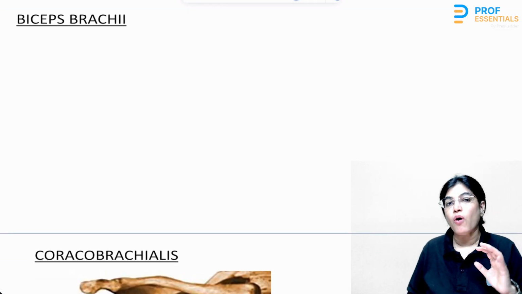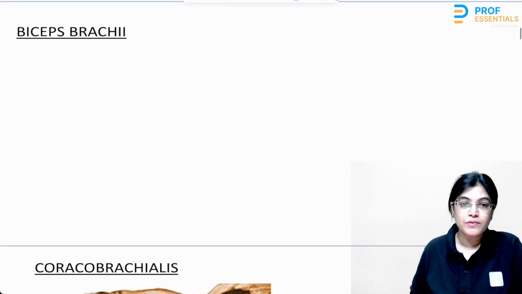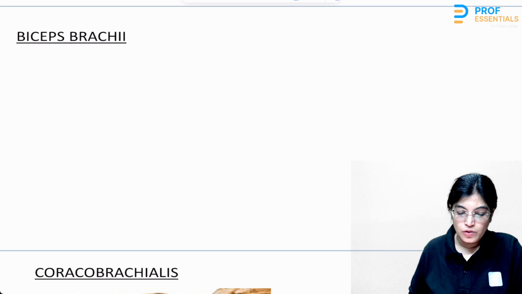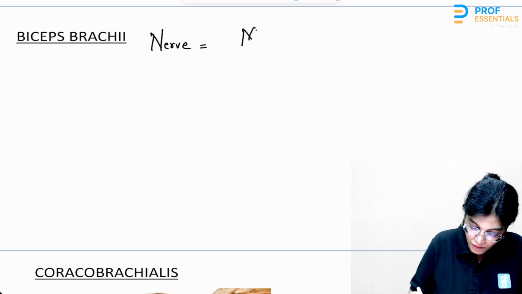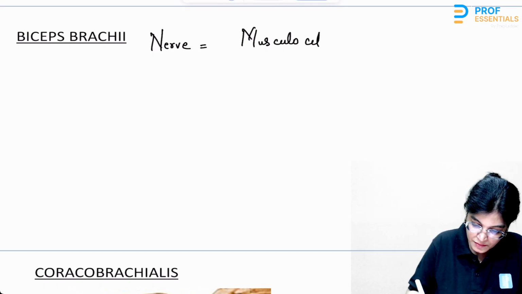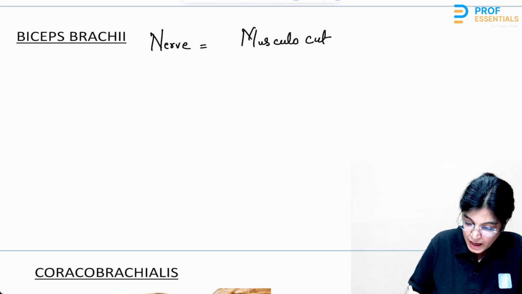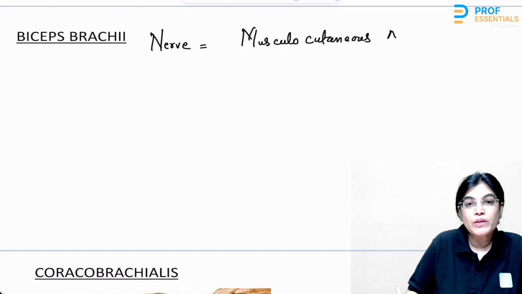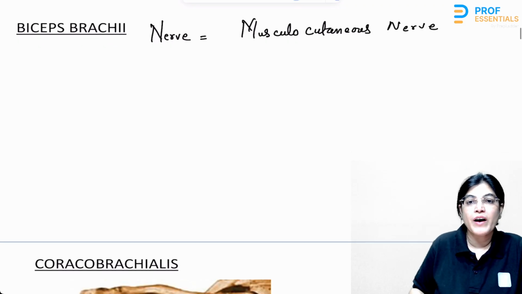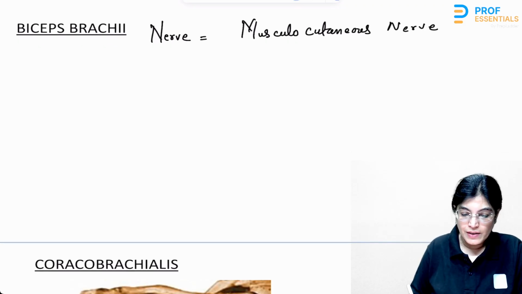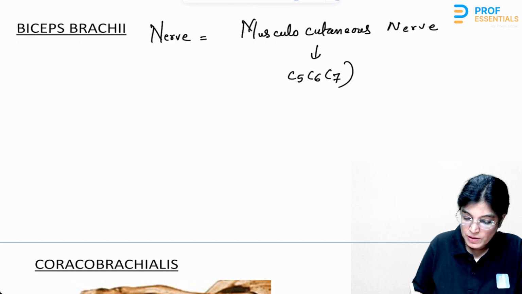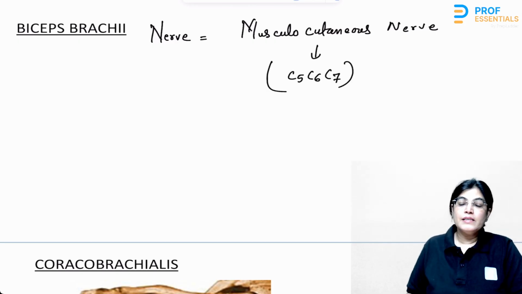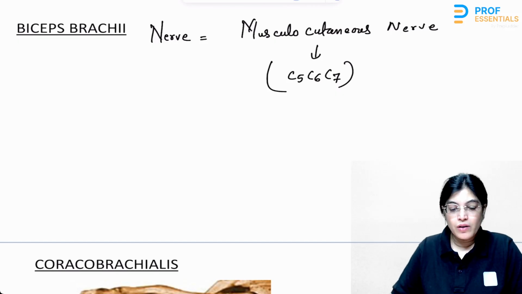So as I told you, all the muscles of the anterior part of the arm are supplied by musculocutaneous nerve. So nerve supply will be musculocutaneous nerve. And it is also important for you to know that musculocutaneous nerve is formed via ventral rami of C5, C6 and C7. So what is the root value? C5, C6 and C7. Musculocutaneous nerve is an important nerve, being the branch of lateral cord of brachial plexus.